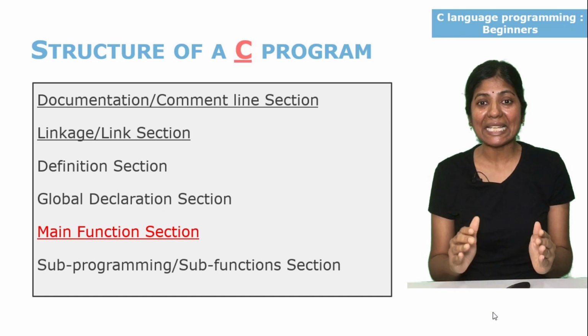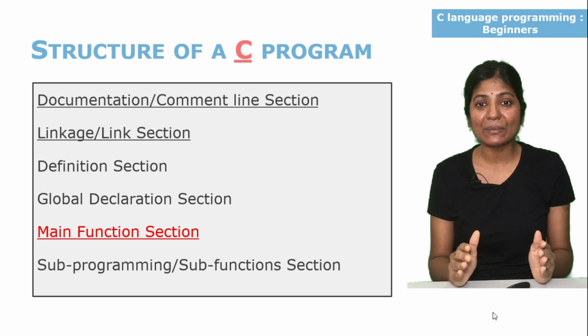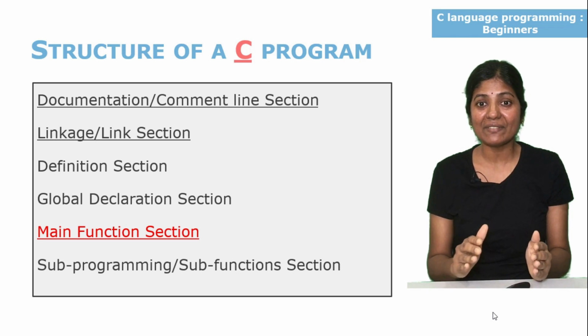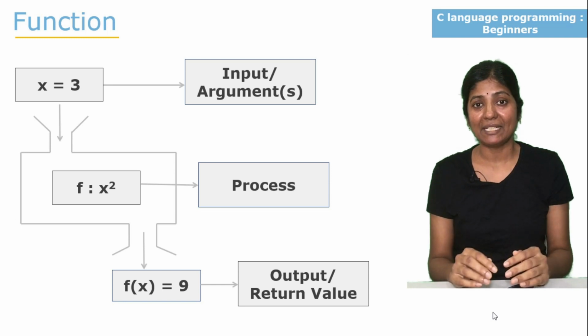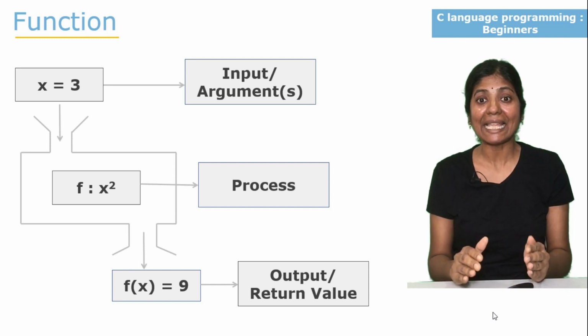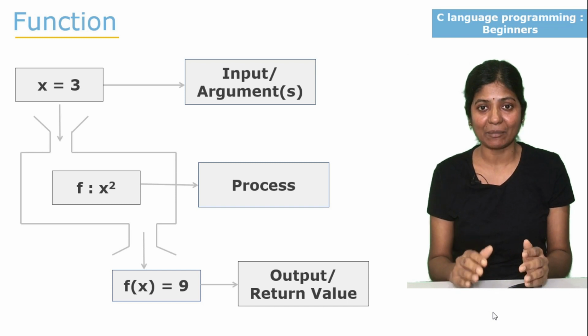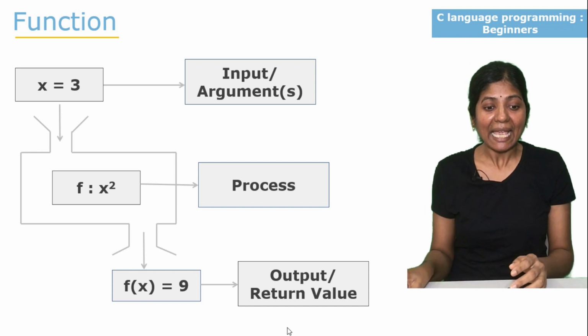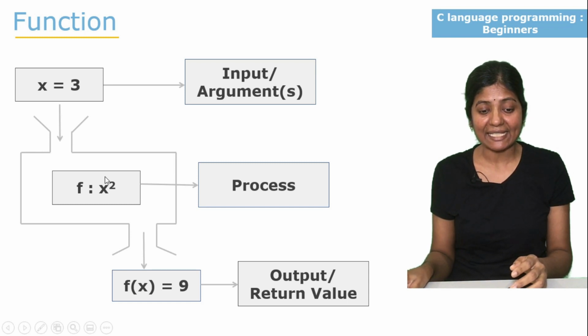A function in C is similar to a function in mathematics. Let's see a small function in mathematics, then we will see the main function section. Here is the example I take: a small function which is x square, calculating the square of a number. Here I give x equal to 3. Then the function x square will give the result as 9, which is 3 square.